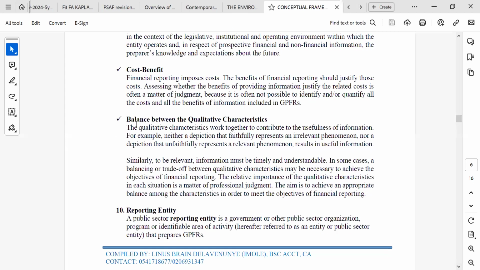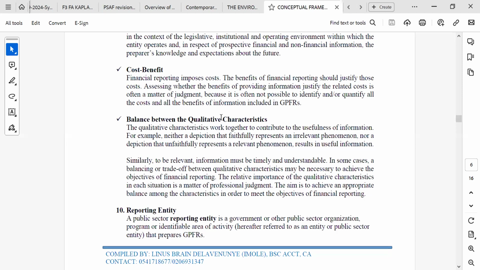Another one we also call the balance between the qualitative characteristics. Sometimes we try to trade off some of them. We can say that if an information is relevant, it means that the information is maybe comparable or understandable, or it is on time. So since we are having relevance, we can decide to ignore the issue of time and the issue of understandability. We can try to trade some of them off. That can also be an issue.